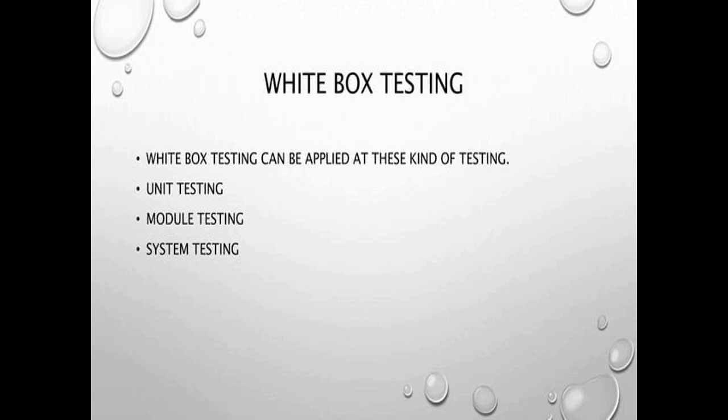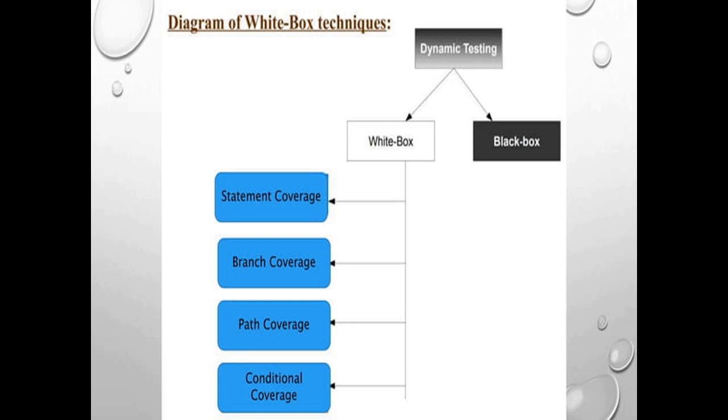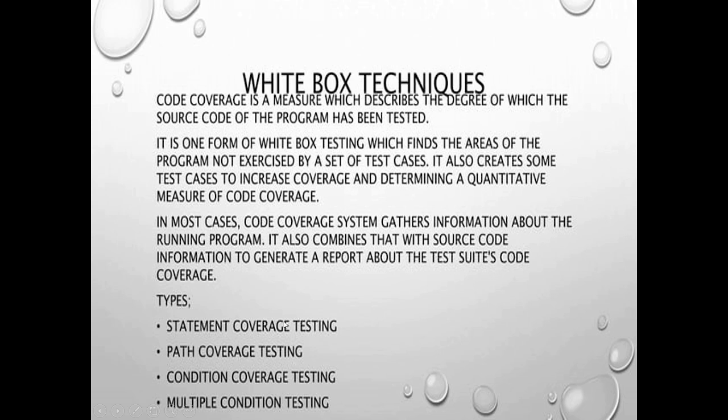This white box testing can be applied in unit test, module test, and system test. For example, in dynamic testing, which is one of the software testing types, you can divide the testing into white box and black box. White box testing covers statement coverage, branch coverage, path coverage, and conditional coverage.